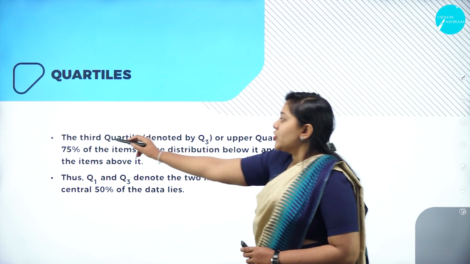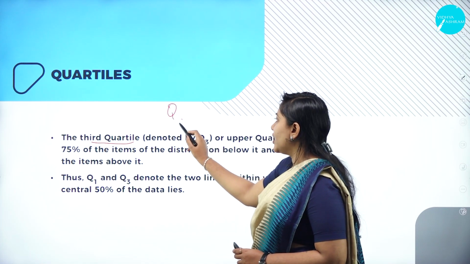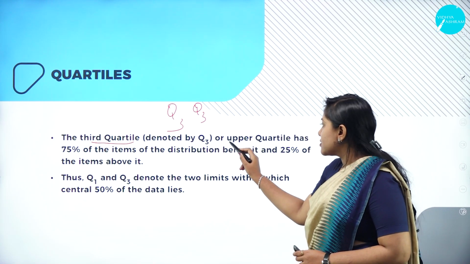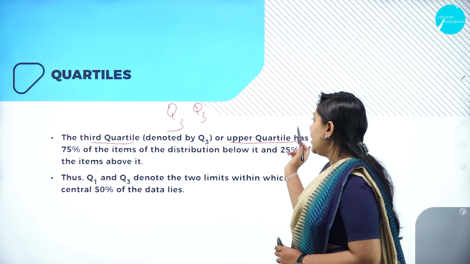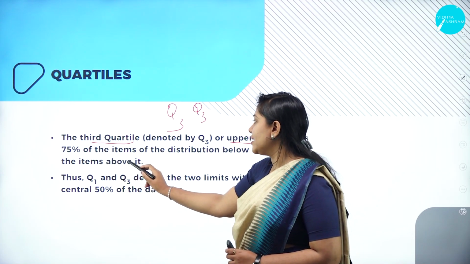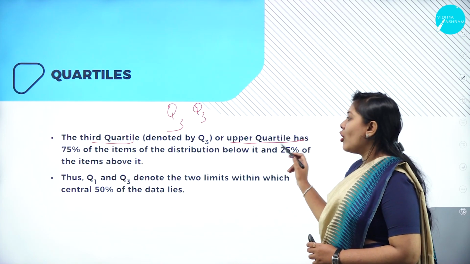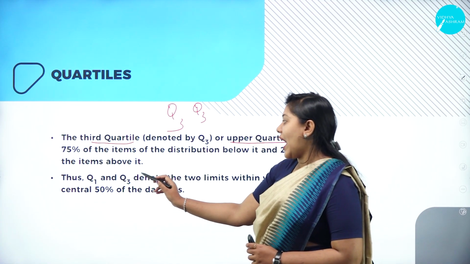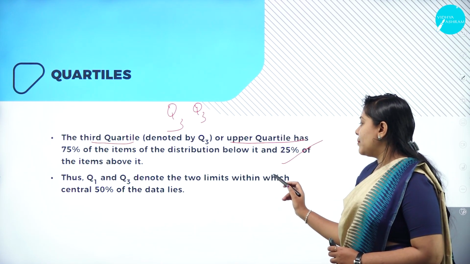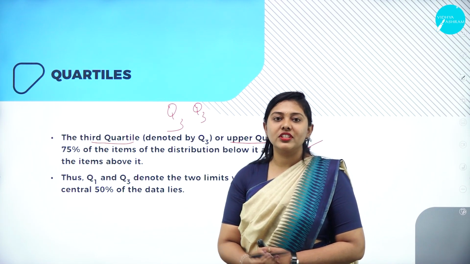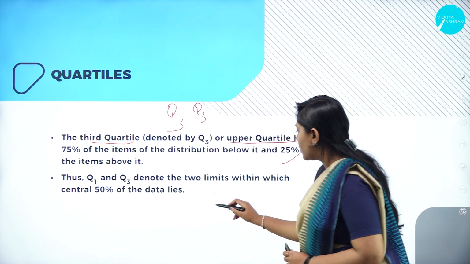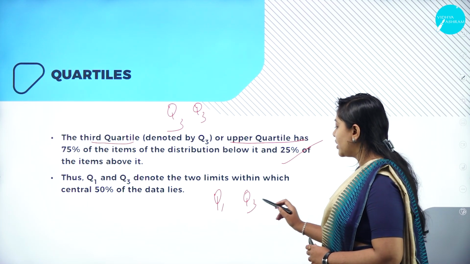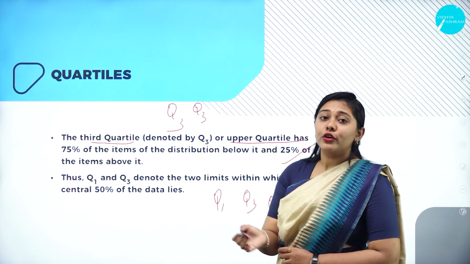Moving forward, Q3, that is quartile 3, Q subscript 3, is called the upper quartile and has 75% of the items of the distribution below it and 25% of the items above it. Thus, Q1 and Q3 denote the two limits within which the central 50% of the data lies. So you have to calculate Q1 and Q3. If you calculate Q1 and Q3, it will be very easy for you to compute Q2.